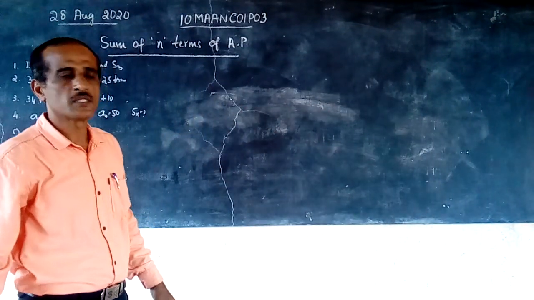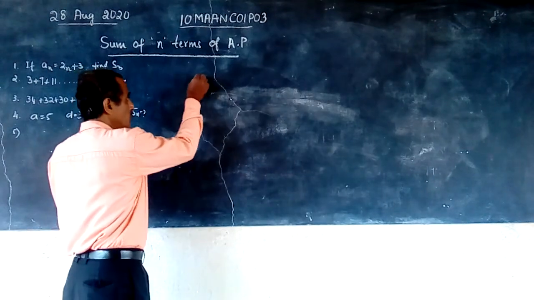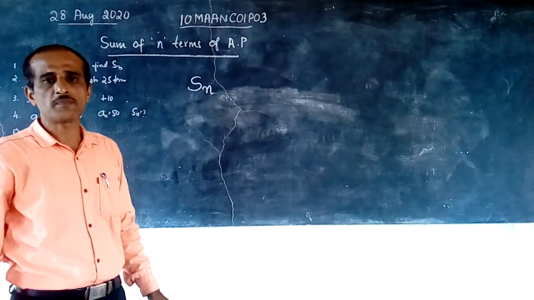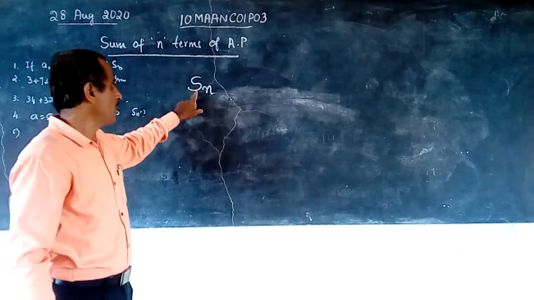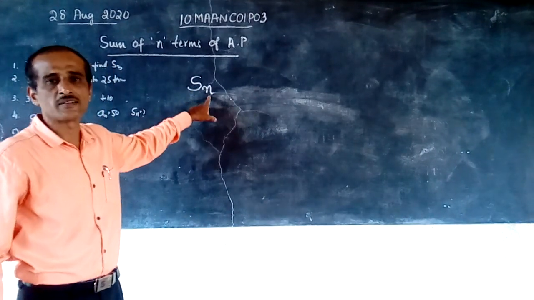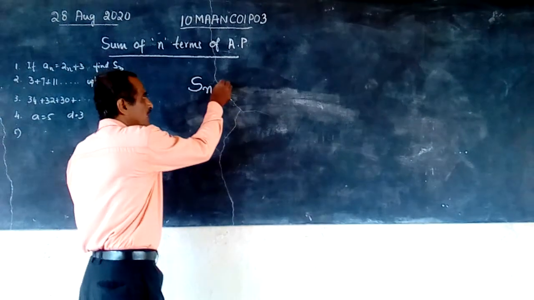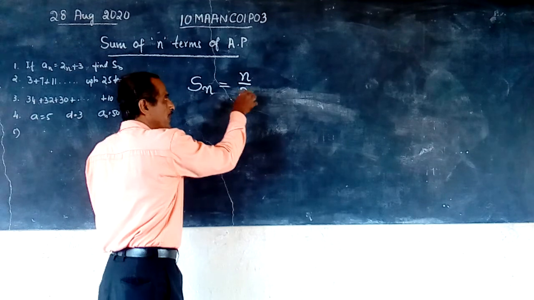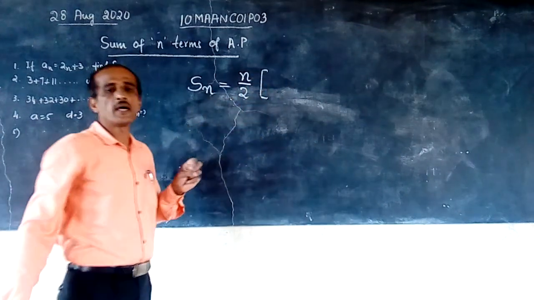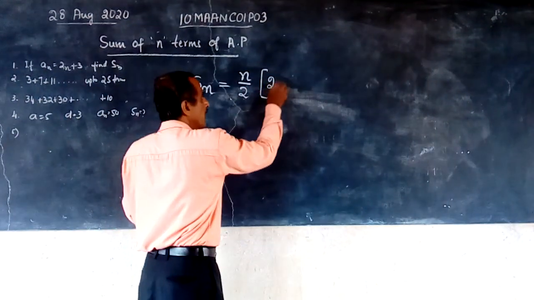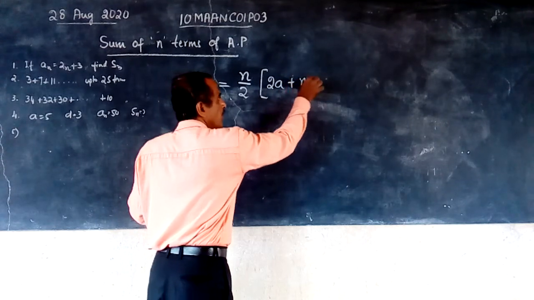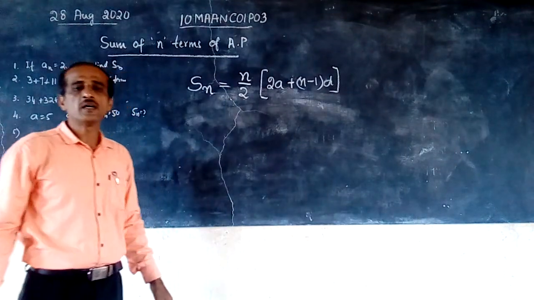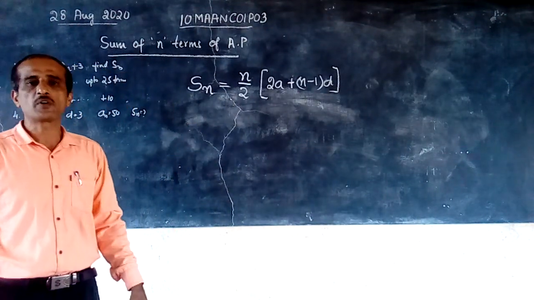That formula says: the sum of n terms of the arithmetic progression, where n is the number of terms, Sn, is equal to n by 2 into (2a plus (n minus 1) into d). This is the formula to find the sum of n terms of the arithmetic progression.